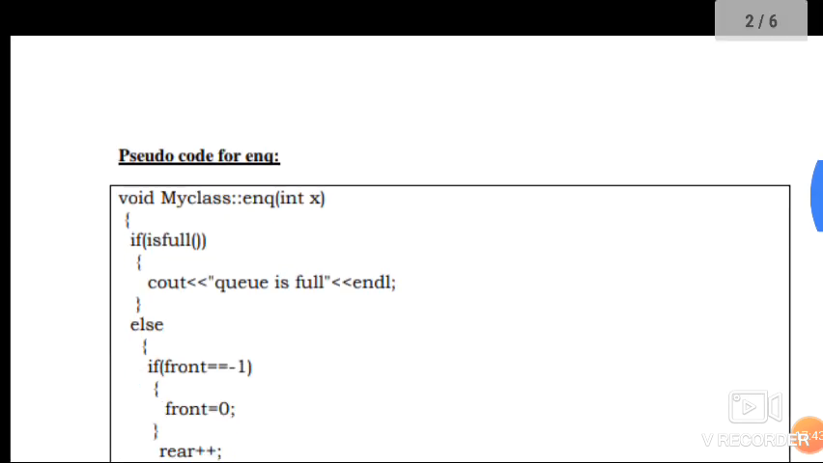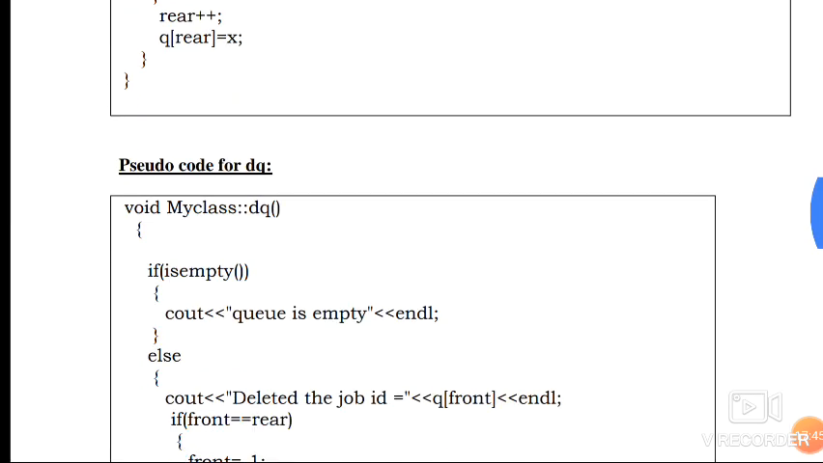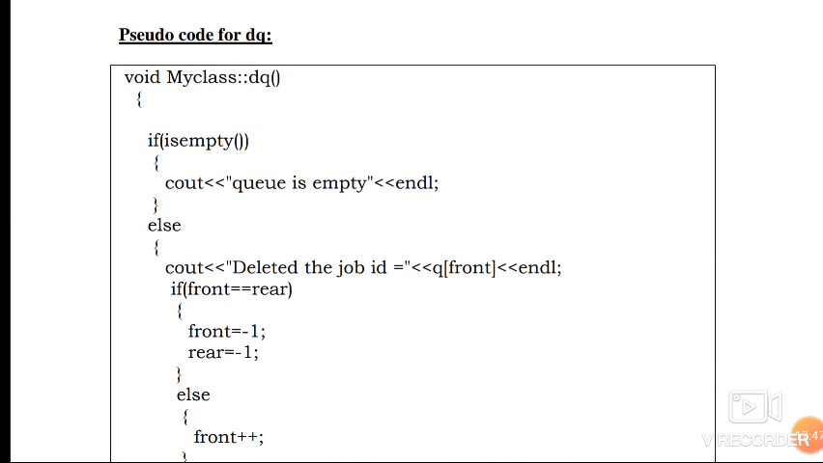And now see how it works. If isEmpty? No, the else part gets executed. Deleted job id equal to q of front, that is q of 4. We get deleted job id equal to 50. Now if front equal to rear? Yes, front and rear both are pointing to the same location. Now this condition is true.